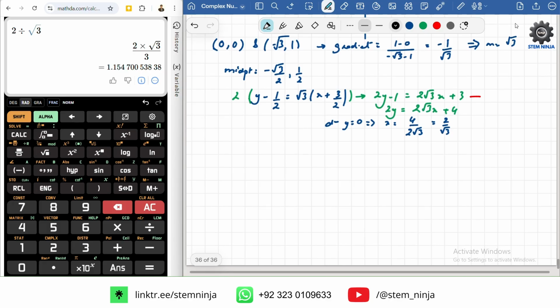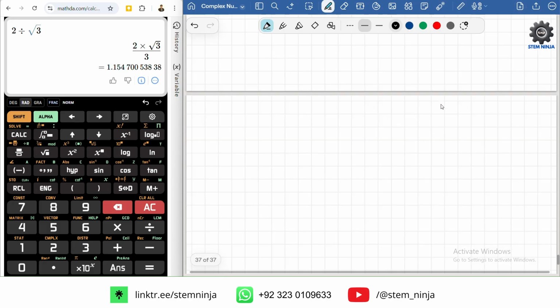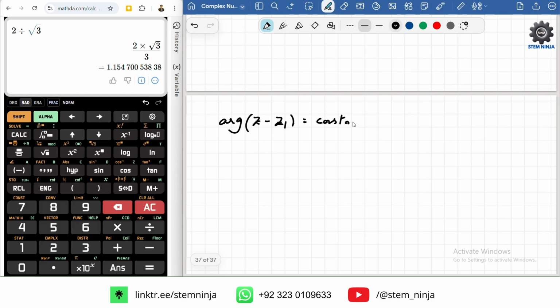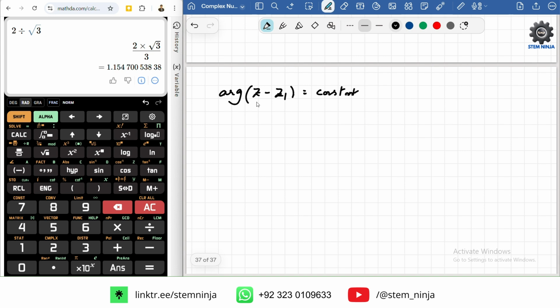Right, okay. Now the third type of locus problem involves argument of z minus z1 equals some constant. Once again, this could be in the form of an inequality also. So z minus z1, we have seen what that basically means. So argument would mean that your line is actually starting from z1.